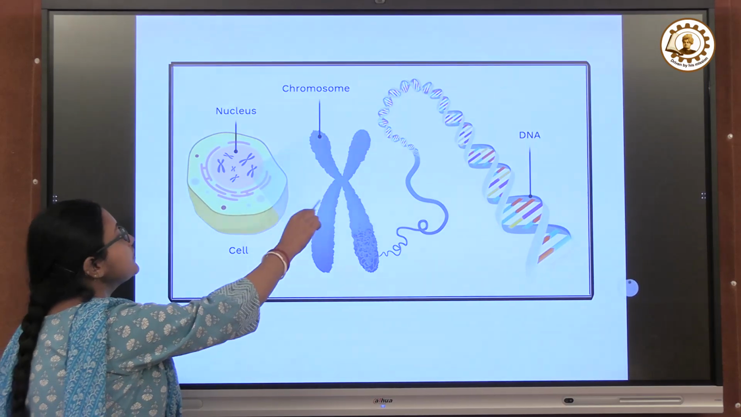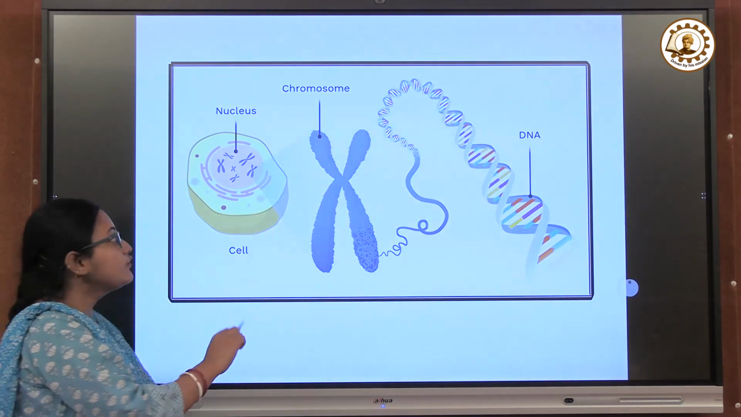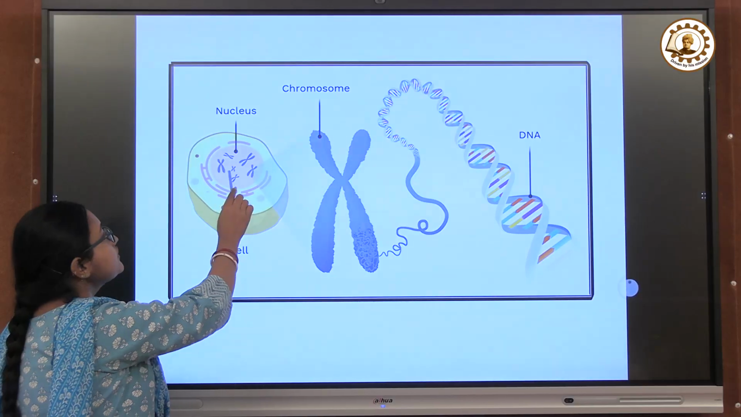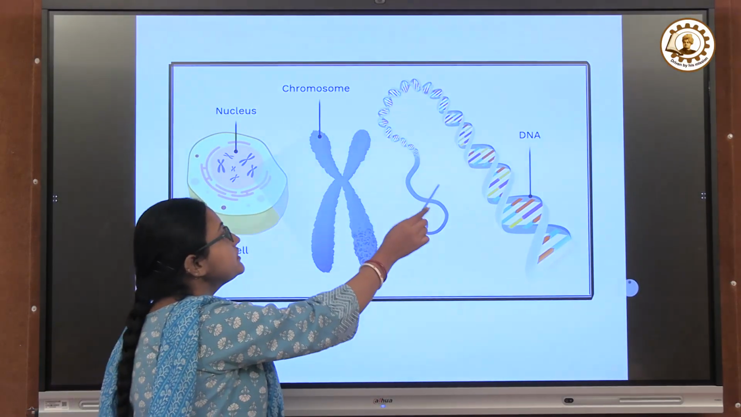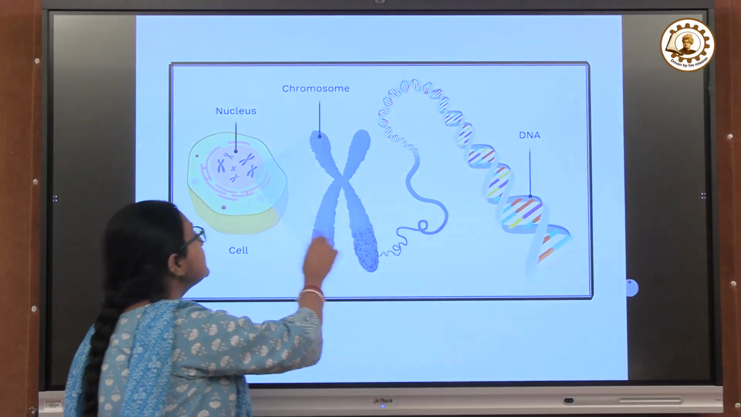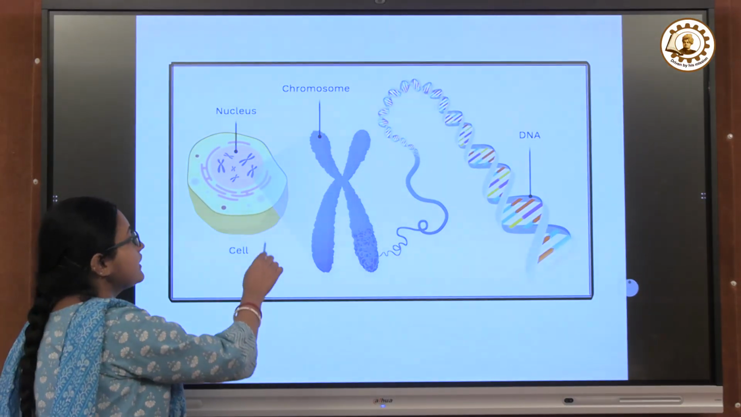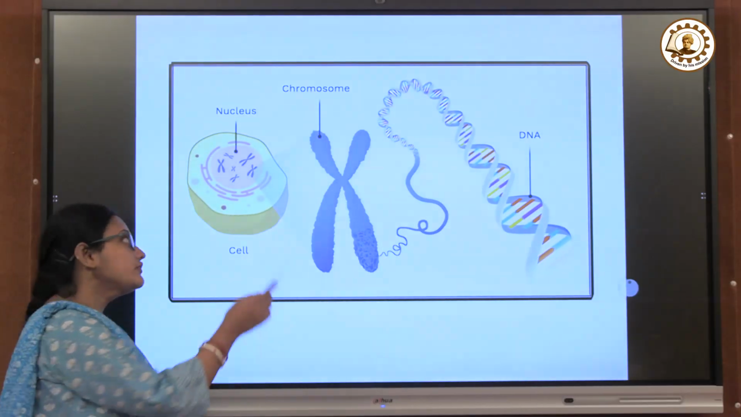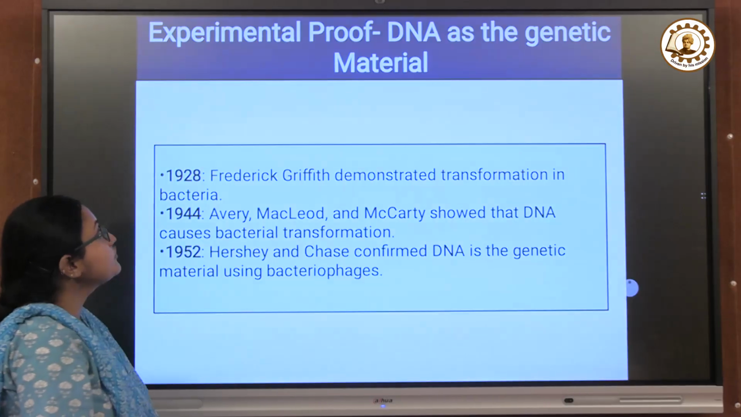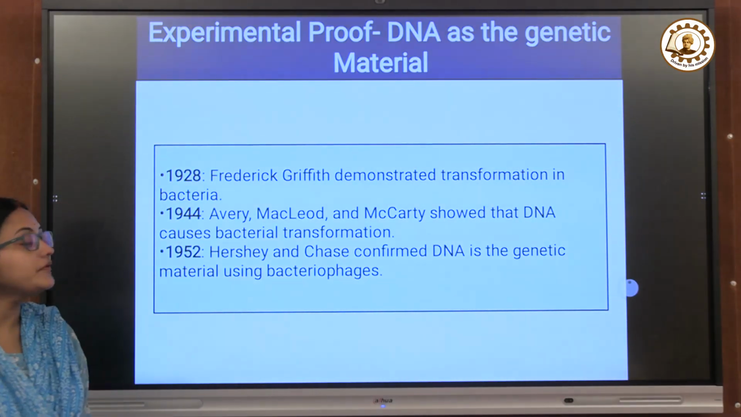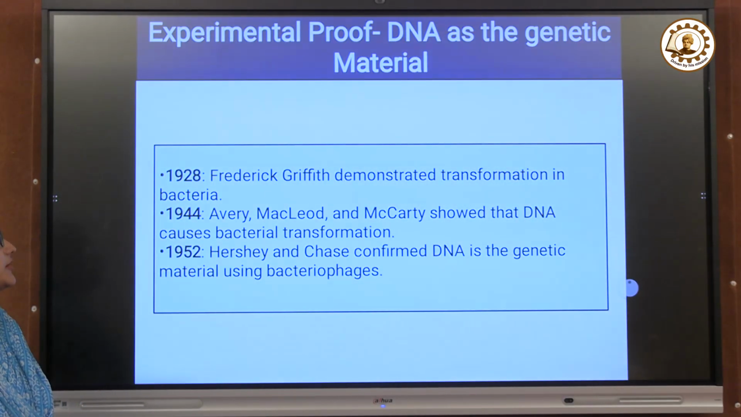This is for eukaryotes. In prokaryotes there is no nucleus; in eukaryotes there is a nucleus. Inside the nucleus there are chromosomes, and in the chromosome fiber the DNA exists. So DNA replicates in the nucleus, and DNA is converted into RNA also in the nucleus in the process called transcription. So there are some experimental proofs of DNA as a genetic material.